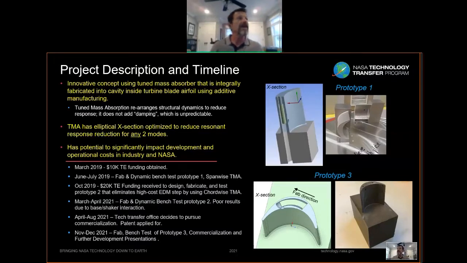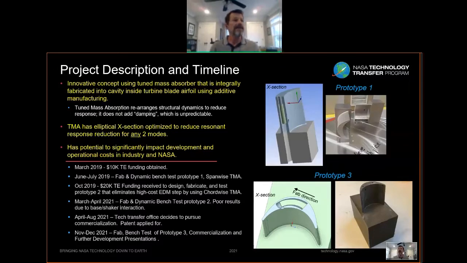I have a picture here of my prototype 1. Well, let me go on. The tuned mass absorber that is the innovation has an elliptical cross section and is optimized to reduce resonant response for any two modes. Unlike traditional dampers, which generally target just the first couple of modes, this concept can target any modes in your structure. So this has the potential to significantly impact the development and operational costs for both industry and NASA.